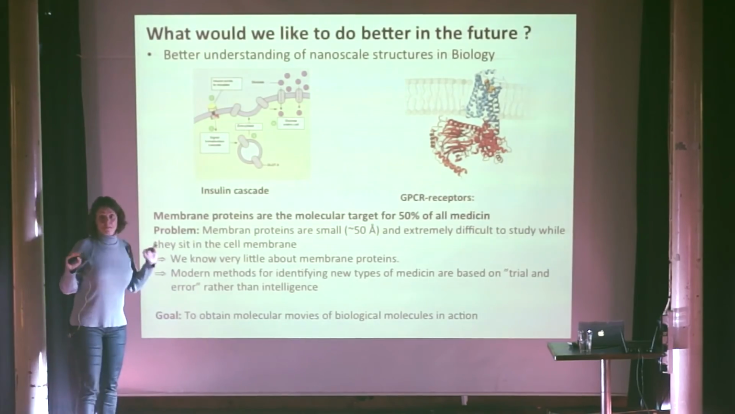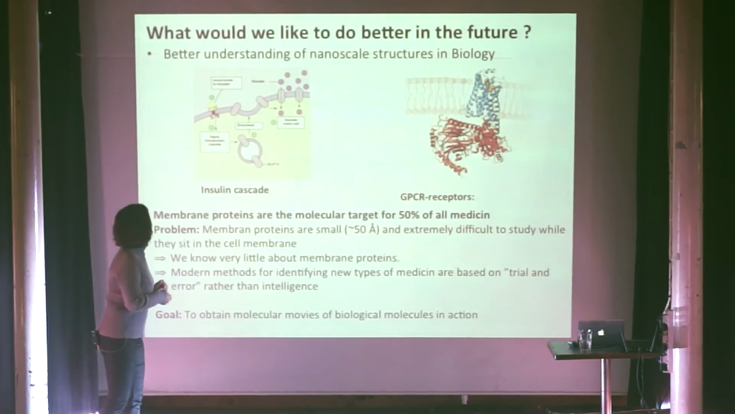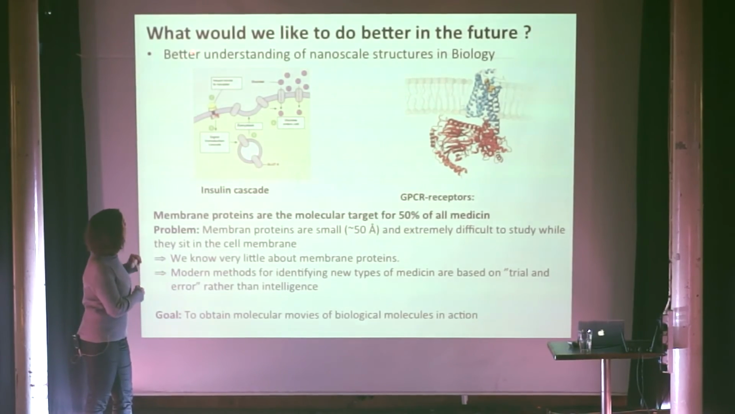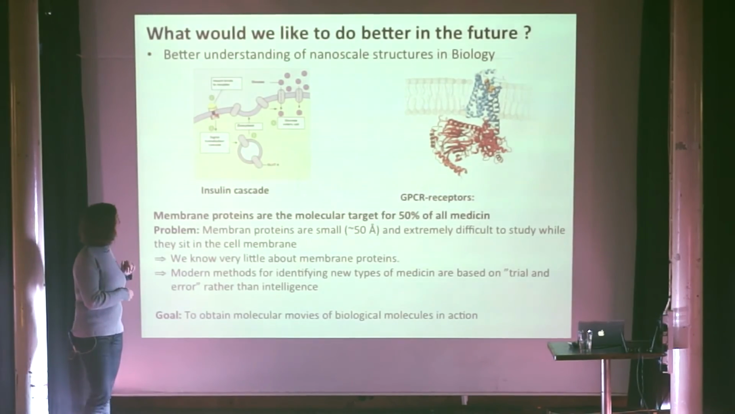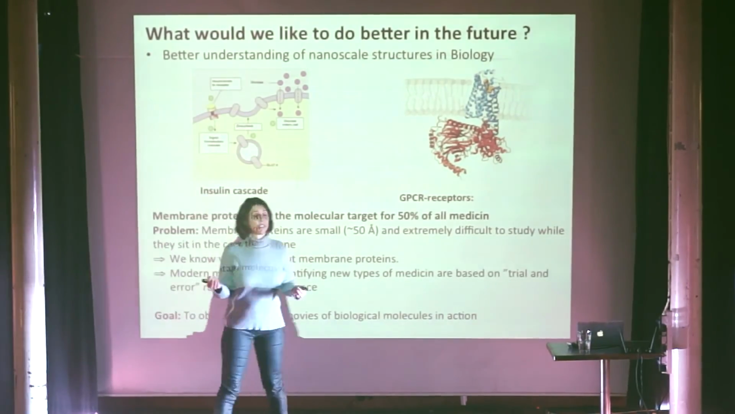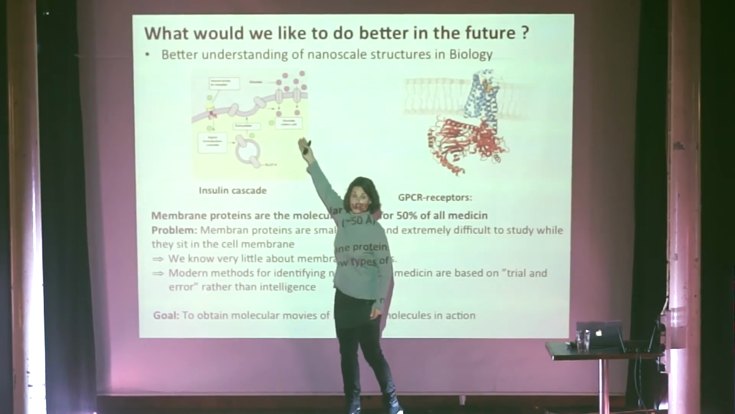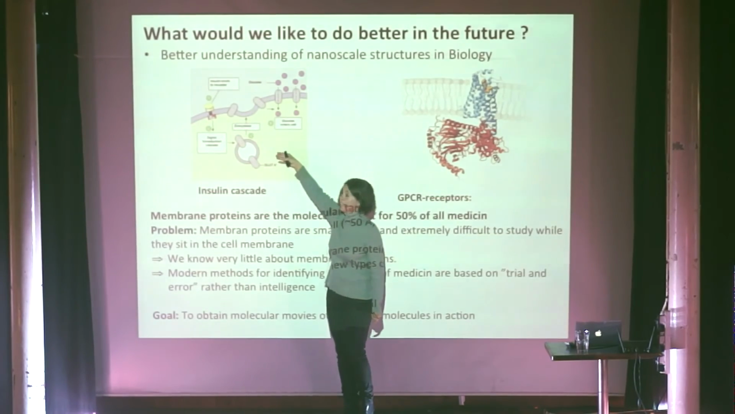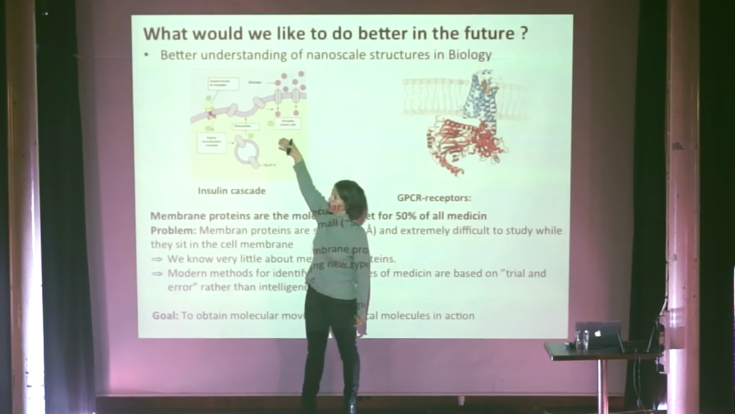There are many, many questions that we would like to investigate with ESS and MAX 4. But one general thing is that we would like to obtain a better understanding of nanoscale structures in biology. I explained this insulin cascade, which is crucial for life, to you before. I mean, this is just a drawing, and many of the things we know, many of the things we don't know, we would actually like to see whether it really looks like this.